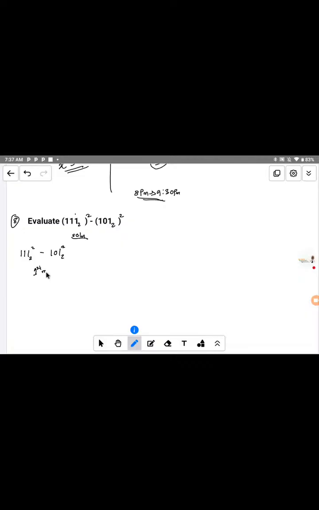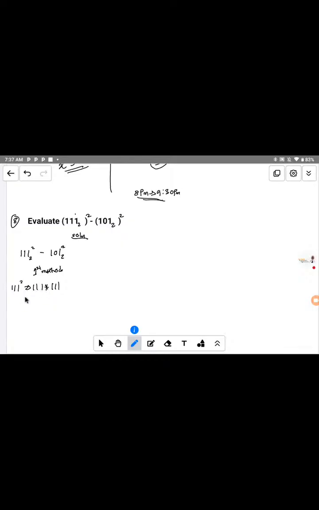The first method I'll be using is this: you have to find what 1 squared in base 2 is. That means we multiply it 2 times. So 111 squared means we multiply 111 by 111, because squared means that the number is multiplied by itself, 2 times.